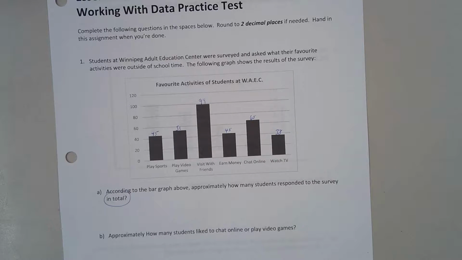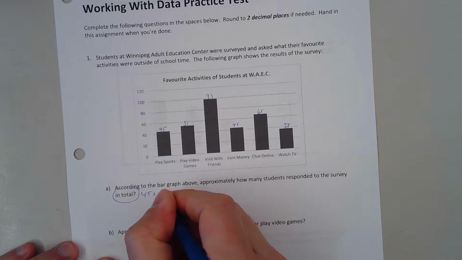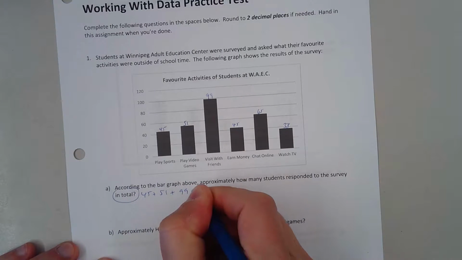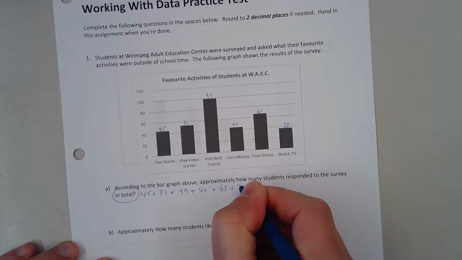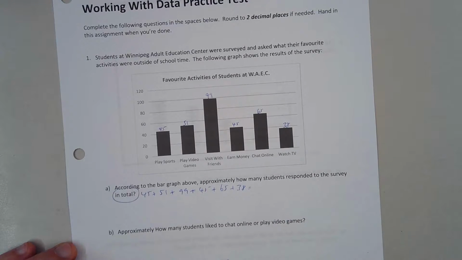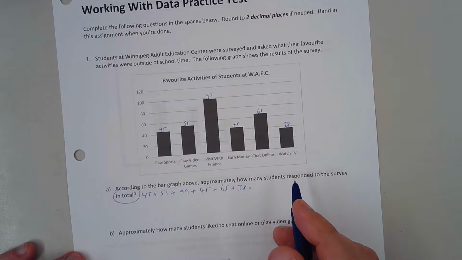Again, as long as you're within 1 or 2 each time, you're going to be fine, right? There's no way to know exactly. It's an estimate. So then we have to add up all those numbers, right? 45 plus 51 plus 99 plus 45 plus 65 plus 38. How much?